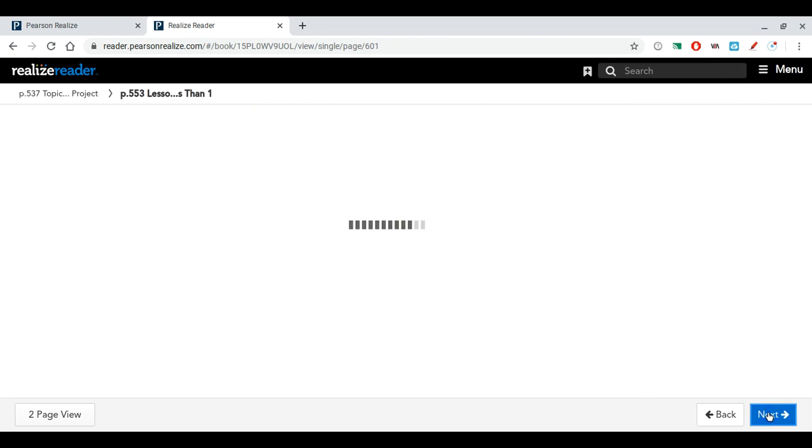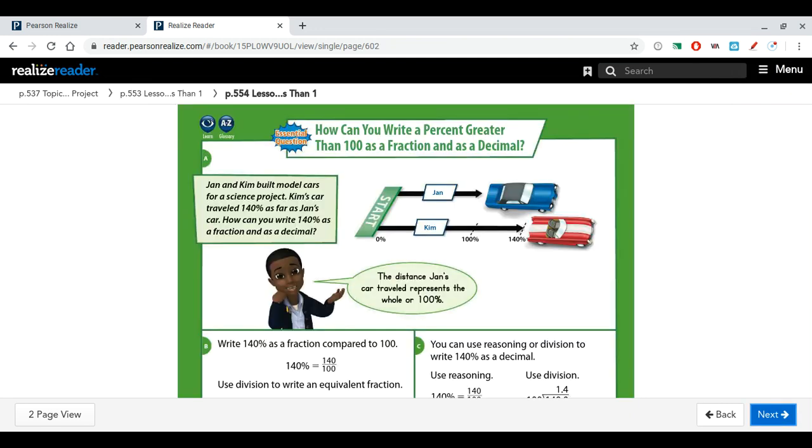So if we take a look at our next problem, our big question that we're working on today says, how can you write a percent greater than 100 as a fraction and as a decimal? And it also should be, how can I write it less than 1 as a fraction and a decimal? So John and Kim built model cars for a science project. Kim's car traveled 140% as far as Jan's car. How can you write 140% as a fraction and a decimal?